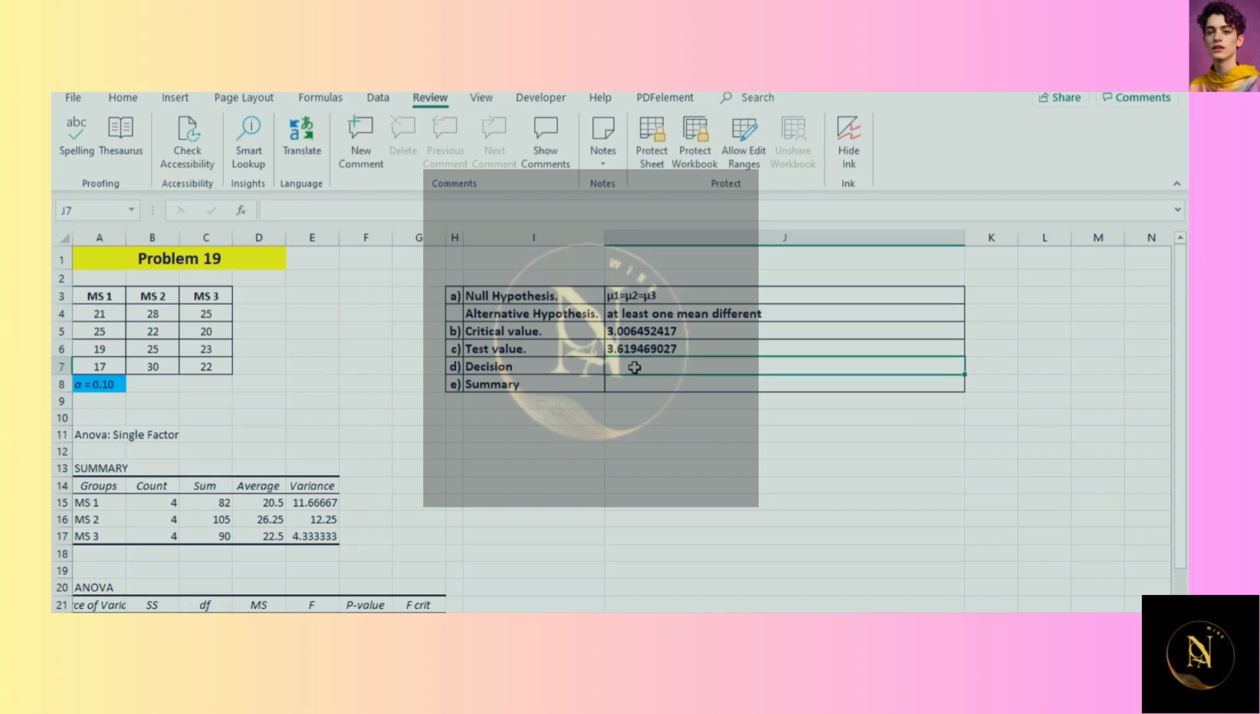Okay, so we need now to make the decision whether to reject the null hypothesis or to fail to reject the null hypothesis. And in our case, we need to compare the critical value and the test value. And as you can see, the critical value is smaller than the test value, which means that the test value will be within the critical region, and hence we make the decision to reject the null hypothesis.